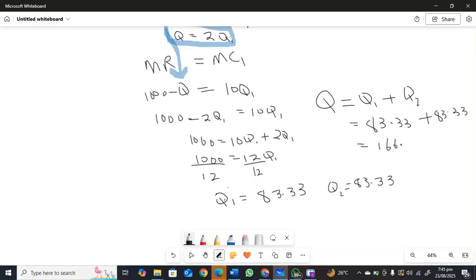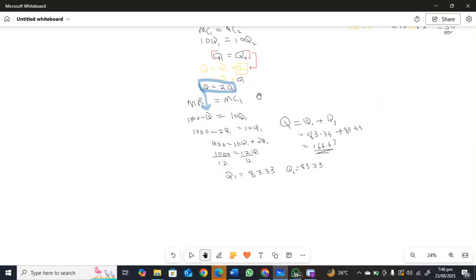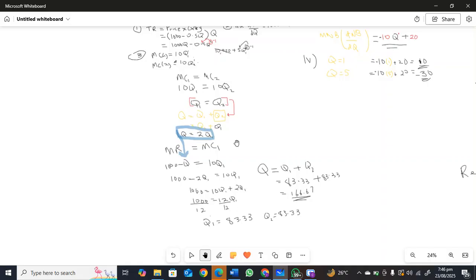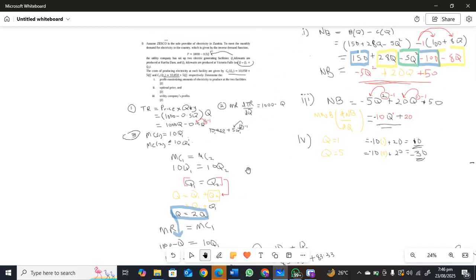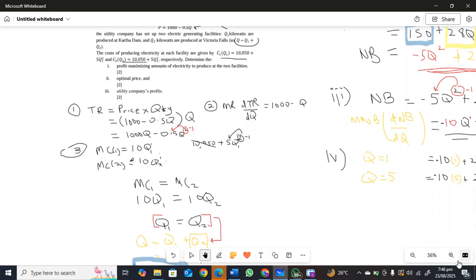166.67. Okay, we're going to, yes. Any questions, colleagues? I know it's kind of a long process, but any questions? So the key here is to equate the marginal costs so that you can have an identity for Q1 and Q2. Once you have that identity for Q1 and Q2, you implement it into your given quantity equation here, Q equals Q1 plus Q2.